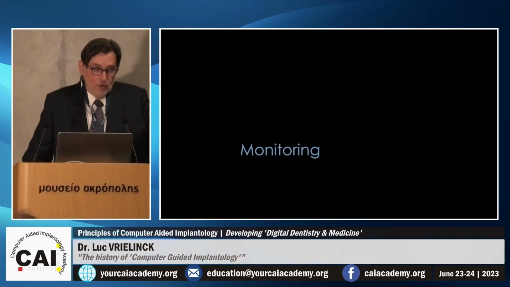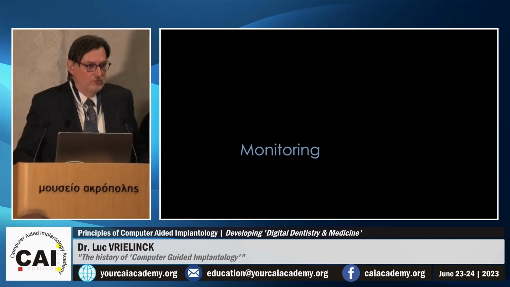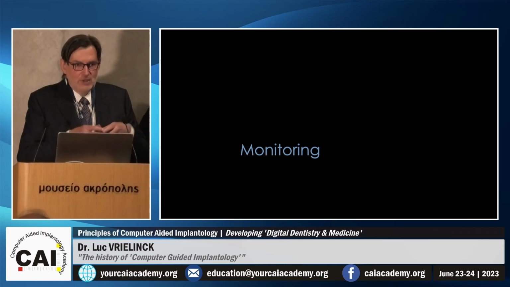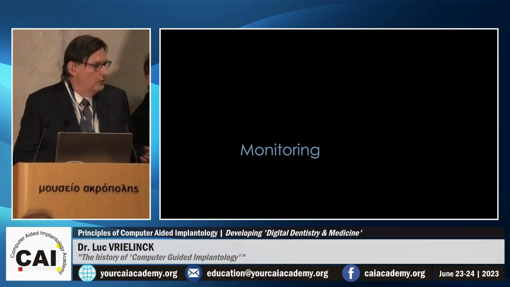And then finally, the monitoring. In the future, we will have our planning system, and we will have all our software for monitoring the health of the patient, and so on. Many, many things will be integrated. The more data we have, the more able we will be to monitor and follow up our patient.